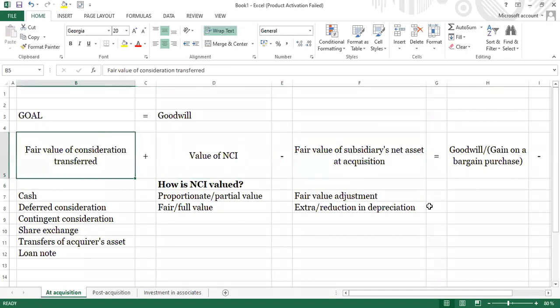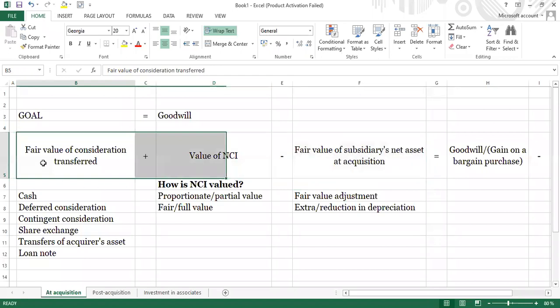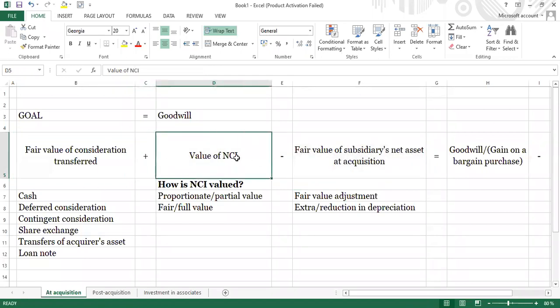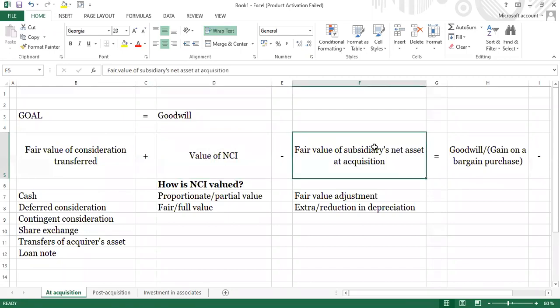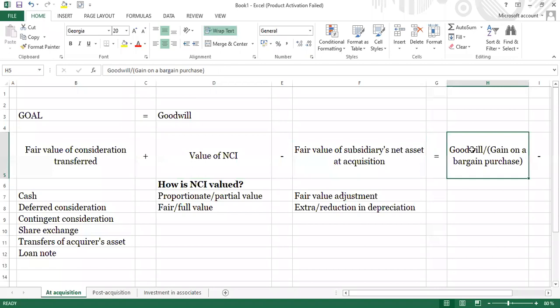Once you stir these three up, these three recipes, let's call this one Maggi, let's call this one pepper, let's call this one curry. By the time you stir these three up, what you will now get, if positive, is goodwill. Goodwill is an asset, so it will not affect your income statement as a value.